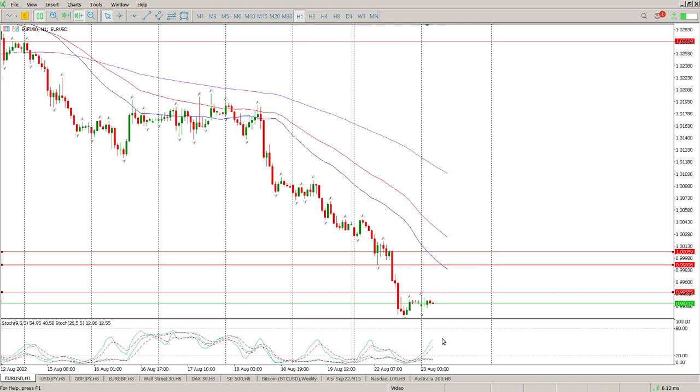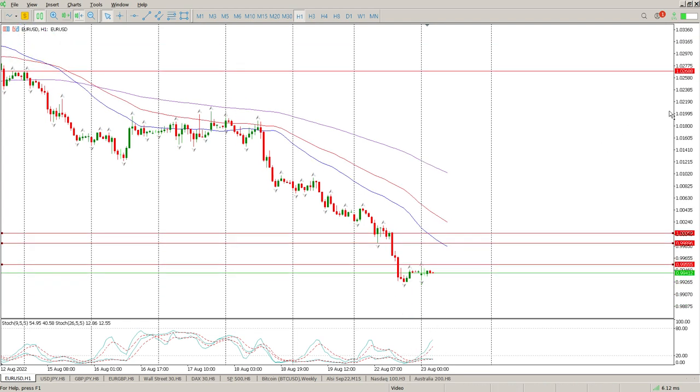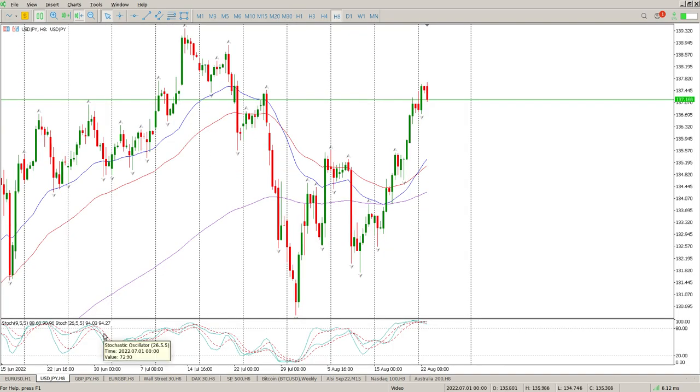However, if you look at the oscillator, it's starting to separate at the moment, so it could be another leg down. There is a bit of fear on what the interest rate hike is going to be at the moment, so when the Feds are finished with their song and dance. So moving on to US dollar Japanese yen.